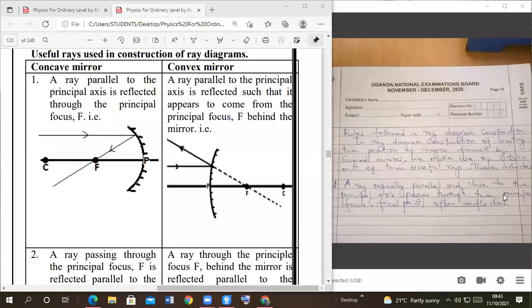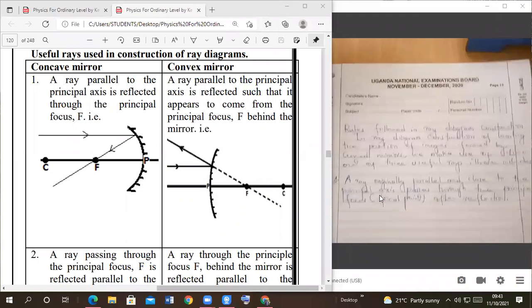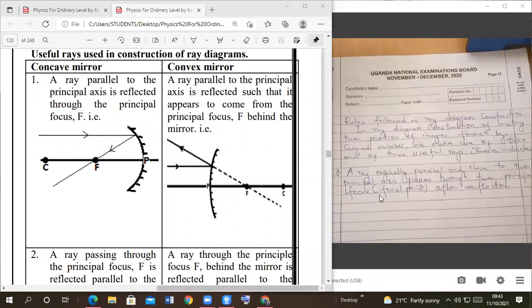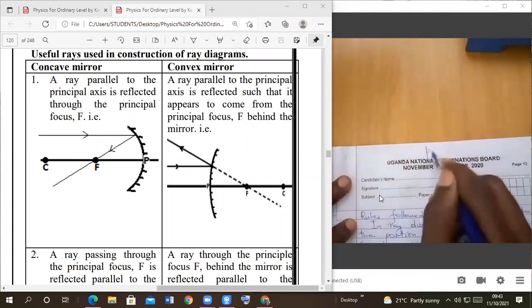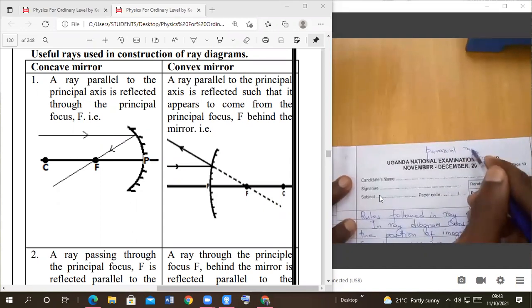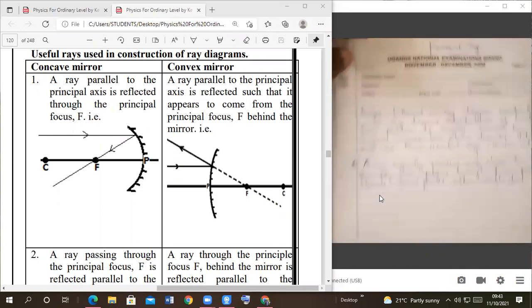That ray is called what, if you remember? We have secondary rays, we have parallel rays, then we have marginal rays. The one which is parallel and close to the principal axis is called what? Who can remind us? Secondary rays? Are you sure? No. Parallel rays, okay?